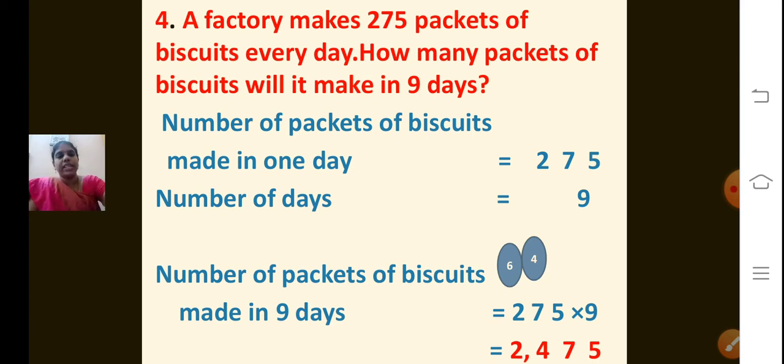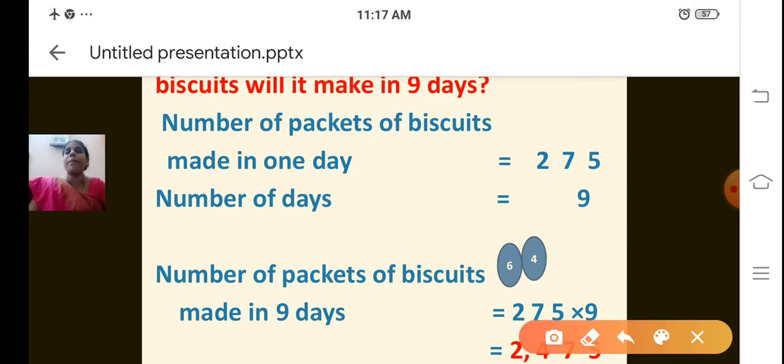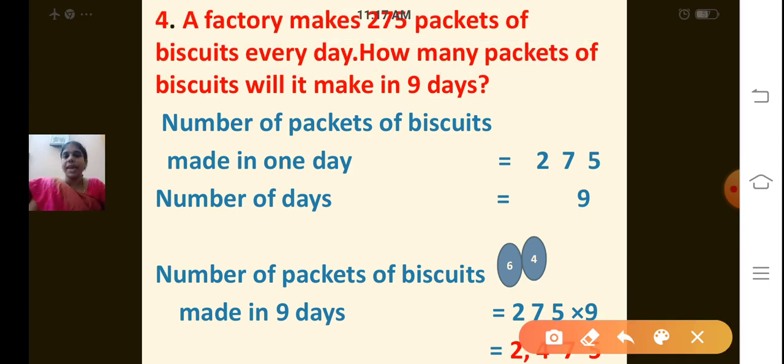Yes, now write the statement. Number of packets of biscuits made in one day. How many packets of biscuits are they making in one day? Number of packets of biscuits made in one day: 275. Now, for how many days do we want to find the answer? For 9 days, right? So number of days: 9.